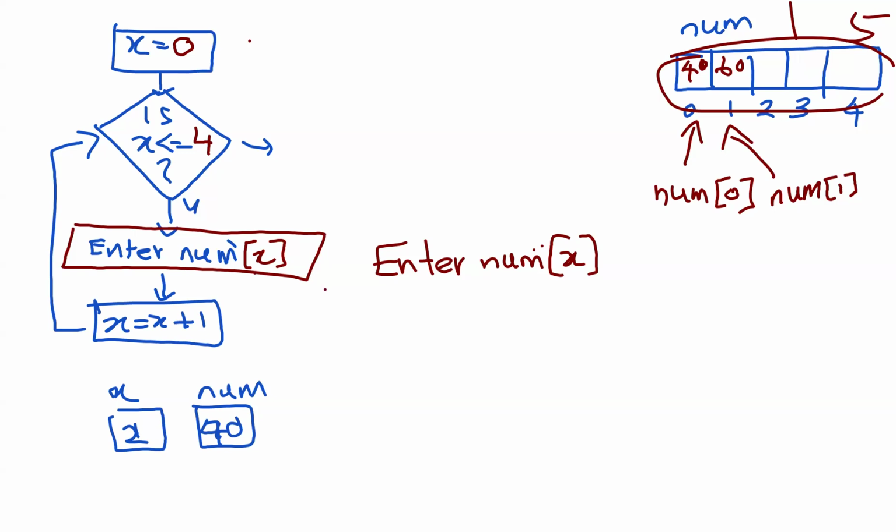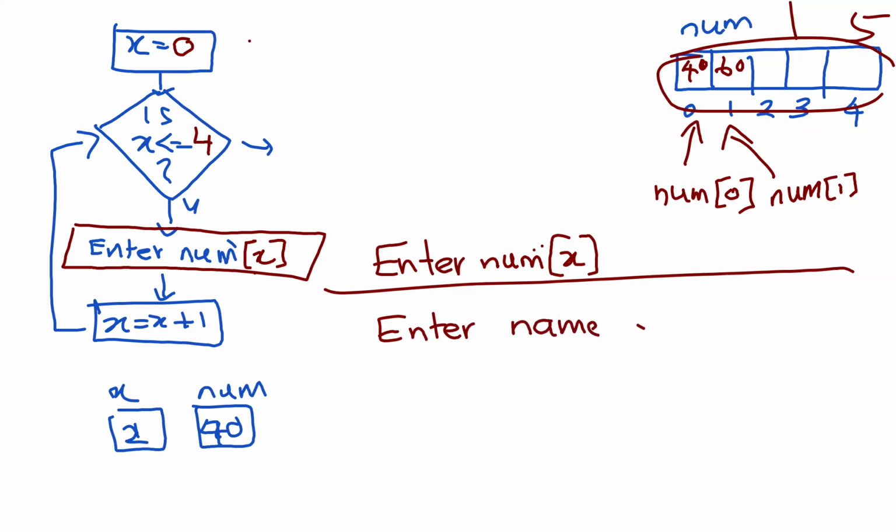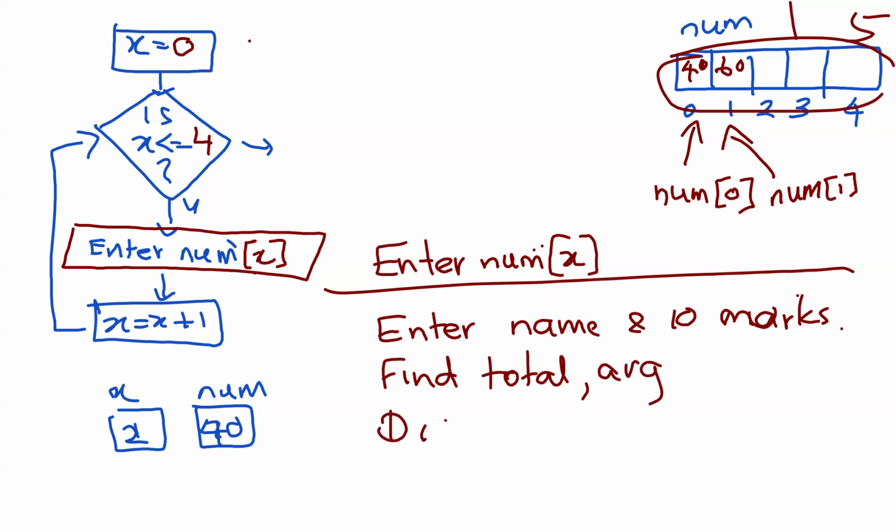Now I have a question again. Enter name and 10 marks. Total. Same question, but you're going to use an array. Total and average, and display name and average. Then actually the required part is what? Yes, I need to have this with an array.